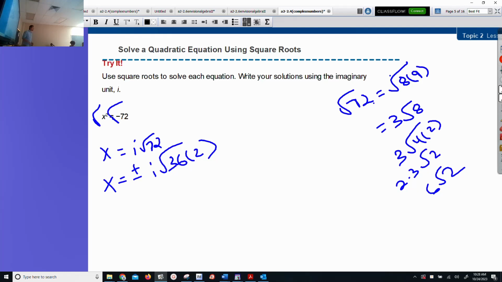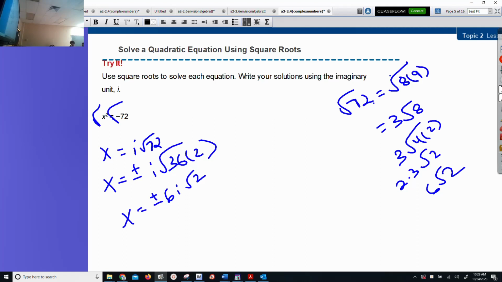What's the root of 36? 6. If you don't know that, try memorizing your squares. 6i root 2. Do not write i6 root 2. Don't do it. You get judged. So we wouldn't put the i behind the square root of 2.